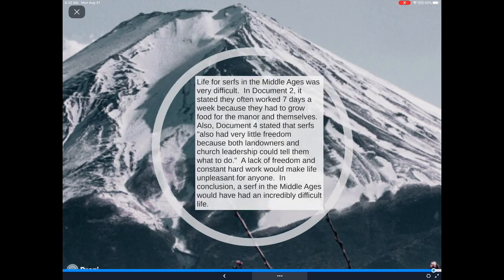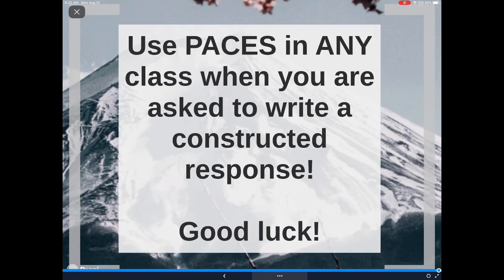We need to pick out the keywords to see what the question's asking. And you don't just use PACES in my class. Use it in any class where you're asked to write a constructed response. It'll help you get all those big juicy points, and it'll really impress your teachers, probably.